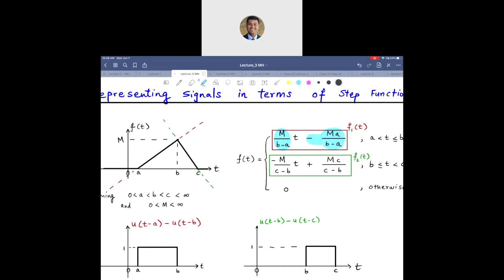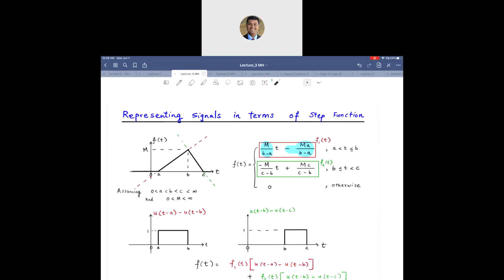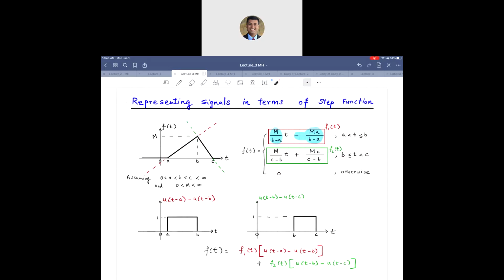Similarly, you will write down f of t between time b and c using another equation of the line, with slope and y-intercept and so on. That's between b and c, and it is 0 otherwise. So all the other places it is 0. By using the fact that we know how to find the equation of a line, slope and y-intercept, we have expressed f of t in bracket notation.